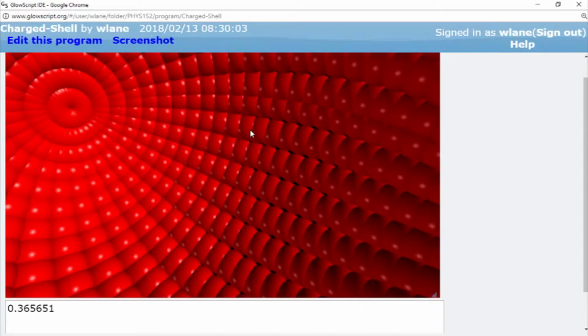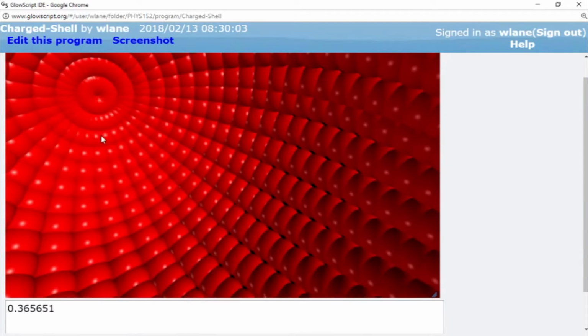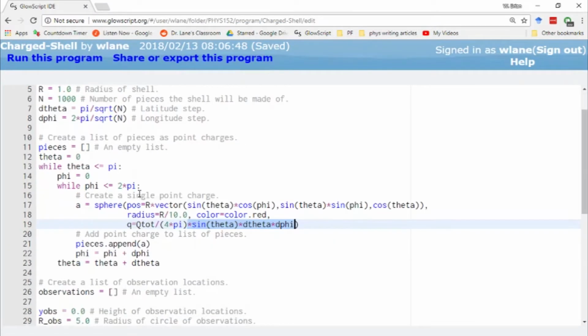So we're supposed to be getting 0 anywhere inside the shell. And I wasn't getting 0. I was getting very much not 0, but it became obvious that it was getting stronger closer to the poles because there was too much charge at the poles. So this has fixed that problem. So let me demonstrate that for you.